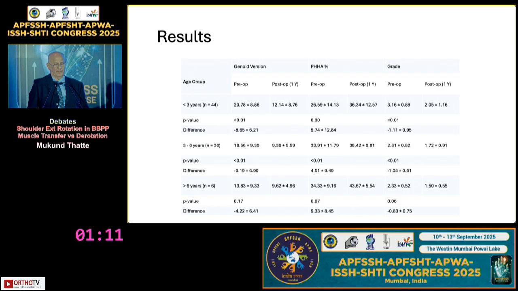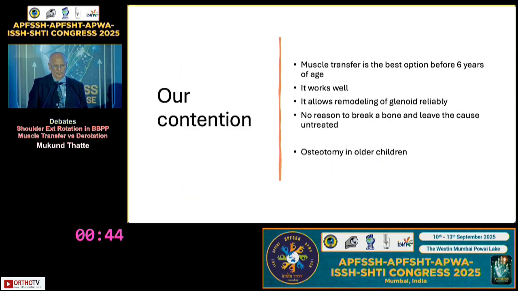The crux comes here. In children greater than 6 years of age, when we do a muscle transfer, the significance drops. So I firmly believe that in children under 5 years of age, we can definitely do muscle transfer rather than break a bone, because we are not only addressing the cause, we are reversing the cause, and therefore it makes much greater sense in children under 5 years of age to do a muscle transfer rather than a bony operation. So our contention is muscle transfer is the best option under 6.